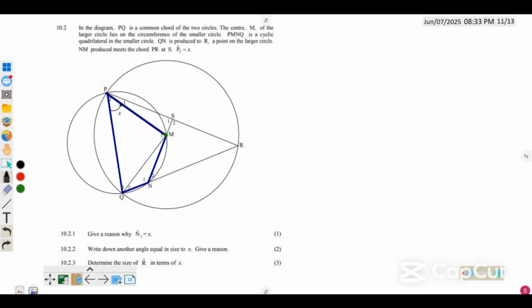Okay, let P2 equal X. First question, give a reason why N2 is equal to X. As you can see now, N2 is outside the circle, but we spoke about it. Exterior angle, remember this line was produced, it was extended, such that it went all the way to R, giving us the exterior angle of a cyclic quadrilateral. If it were parallel, we take this and that, but since it's not parallel, we don't take this, we take the interior opposite. So P2 will be equal to N2. Angle P2 is equal to N2, and they are both equal to X. Why? Because that's the exterior angle of a cyclic quad.